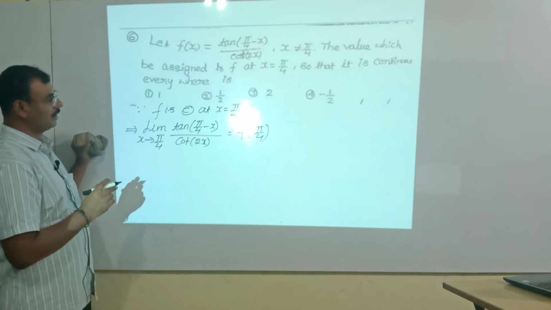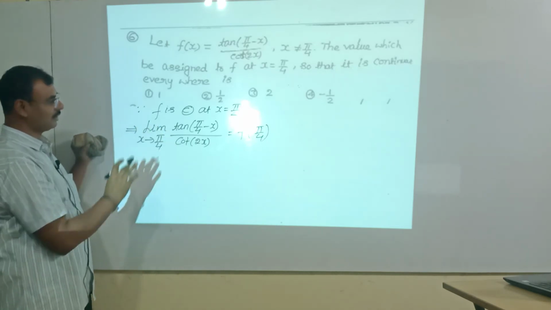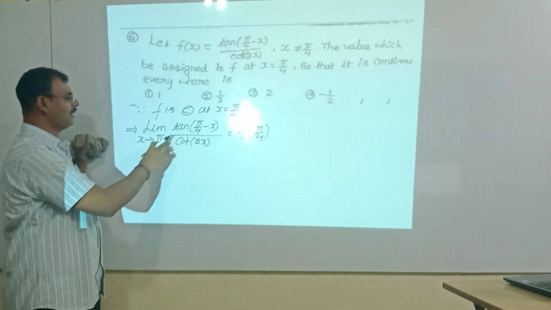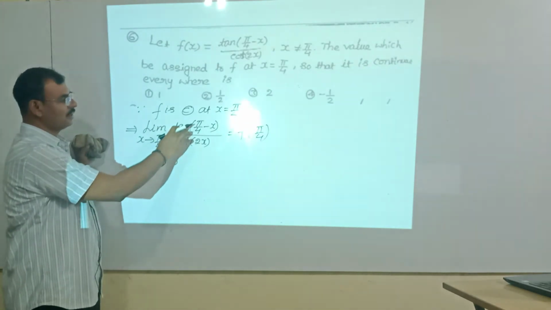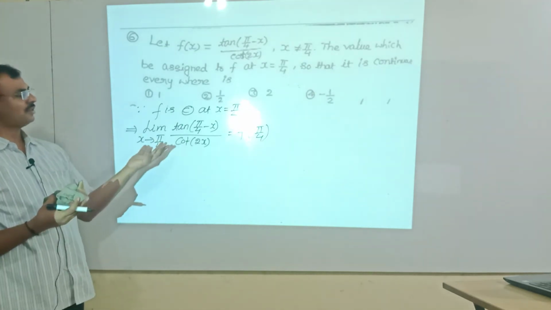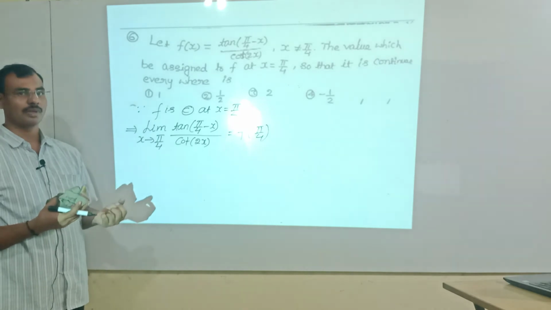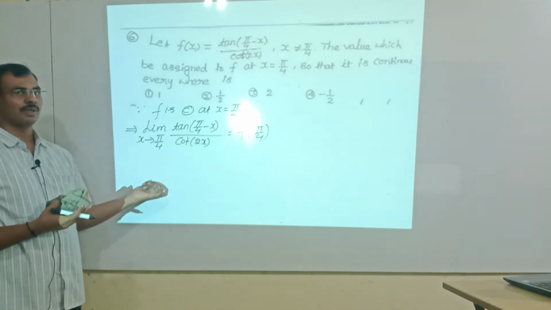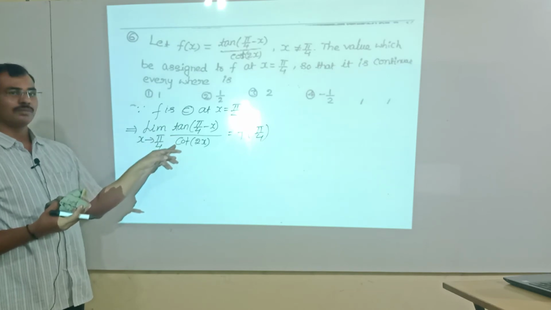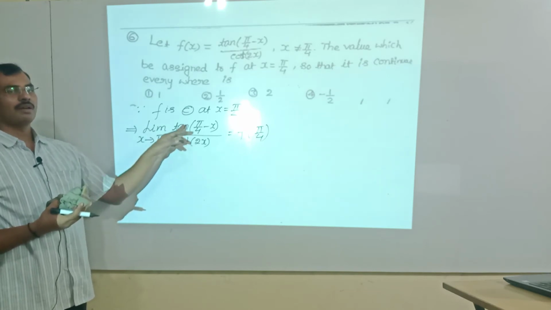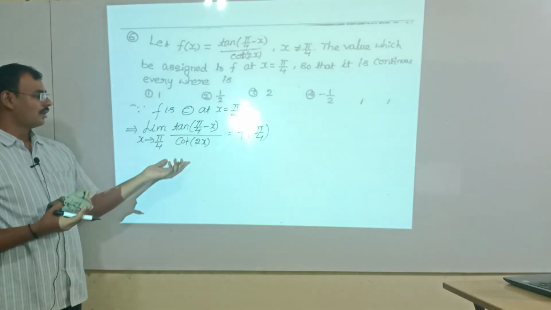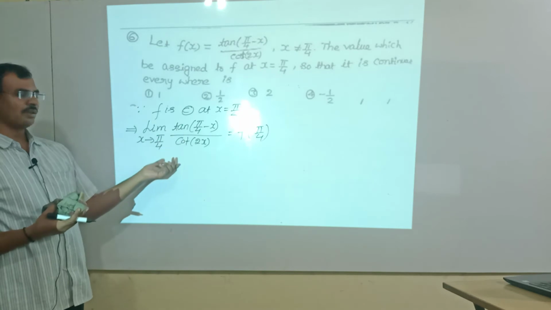Now how do I simplify this one? If you apply the limit in this case, we are getting 0 by 0 form, an indeterminate form. Indeterminate form means we should convert it into a determinate form. How do I bring it into determinate form? One of the methods, which all of you know, is L'Hospital rule, if it is 0 by 0. It is very easy.